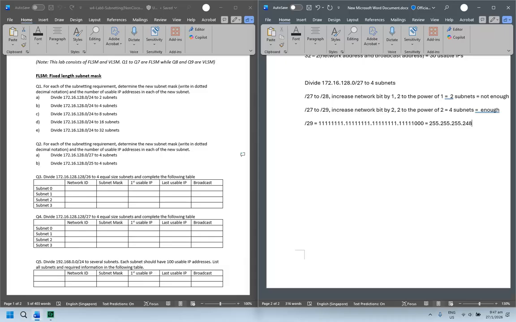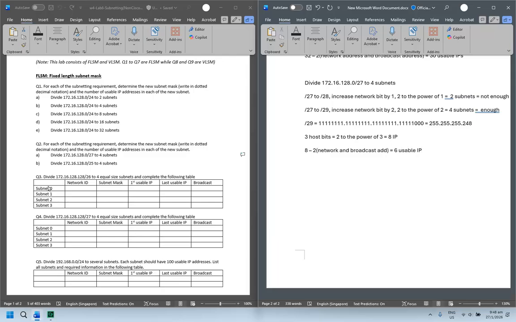So same concept as above. When we calculate from /29, I got 3 host bits, which is 000. That means that 2 to the power of 3 will give me 8 IPs. But we cannot use all 8 of them, we need to minus 2, because we cannot use our network address and our broadcast address. So I will be left with 6 usable IPs.